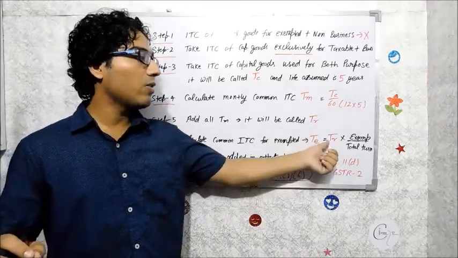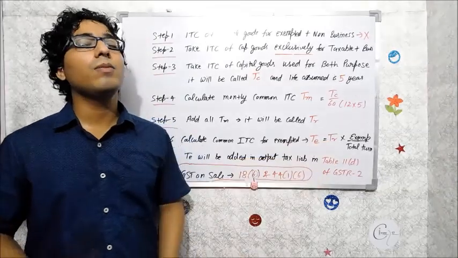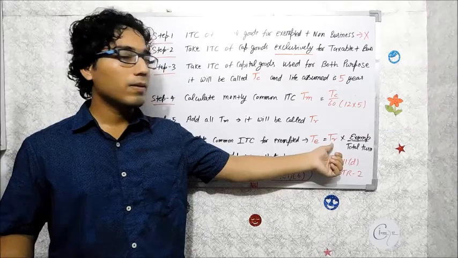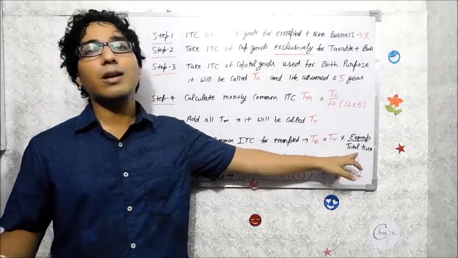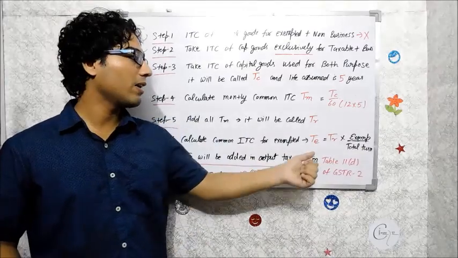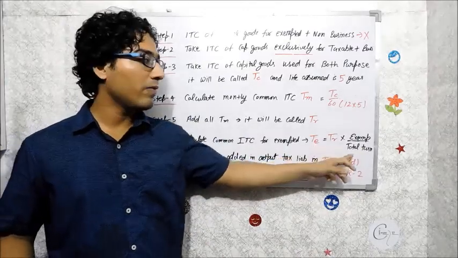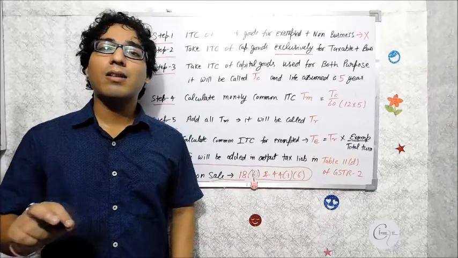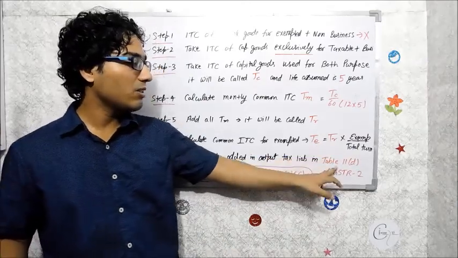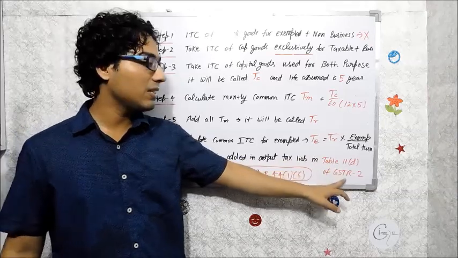Now calculate the input tax credit attributable to the exempted supply. How will you do it? Divide the TR by the total turnover in that month, and multiply by the exempted turnover of that month. You will call that TE. But while calculating total turnover, exclude the tax component. Then add those TE into table number 11D of the GSTR2.